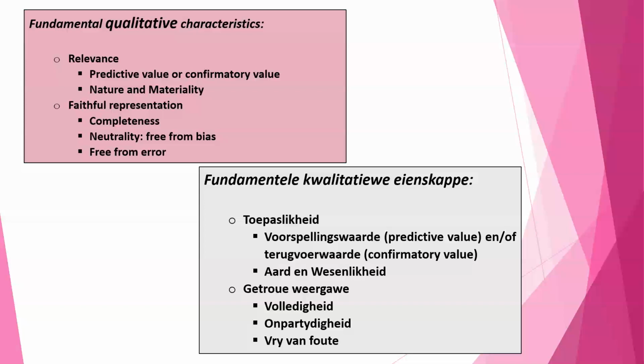The second one is nature and materiality. Now, let's talk about materiality first. Materiality: an item is material when it has an impact on the decision making of the user of financial statements. So if an item is such that it can affect the decisions that a user can make on the financial statements, then it is material. When an item is material, it has to be disclosed in my set of financial statements very clearly.